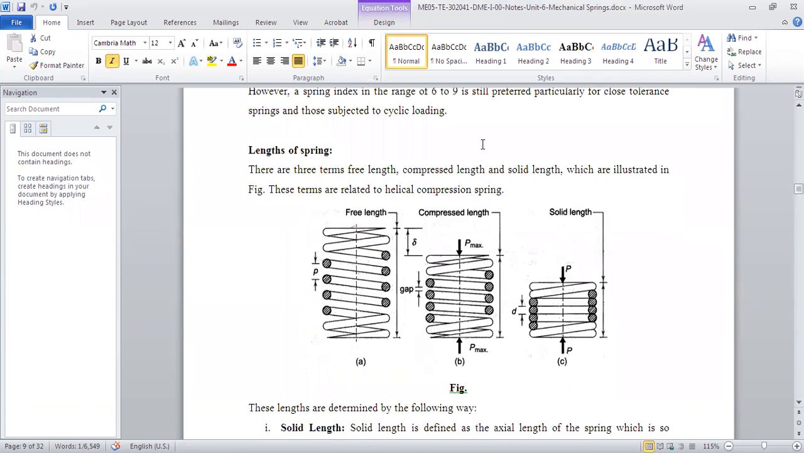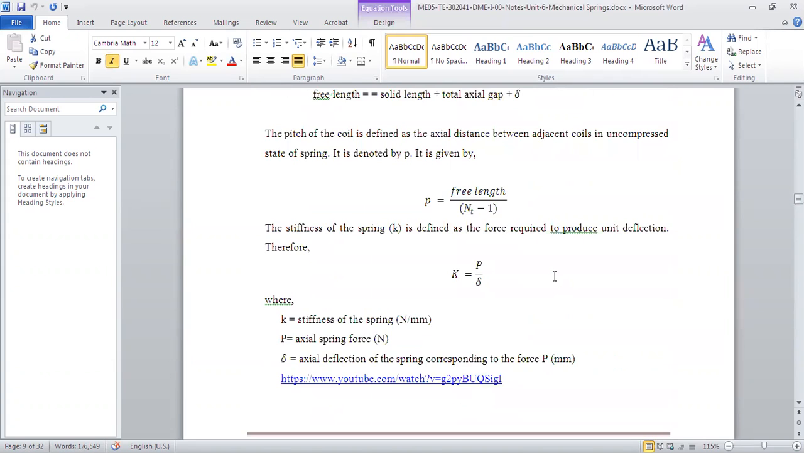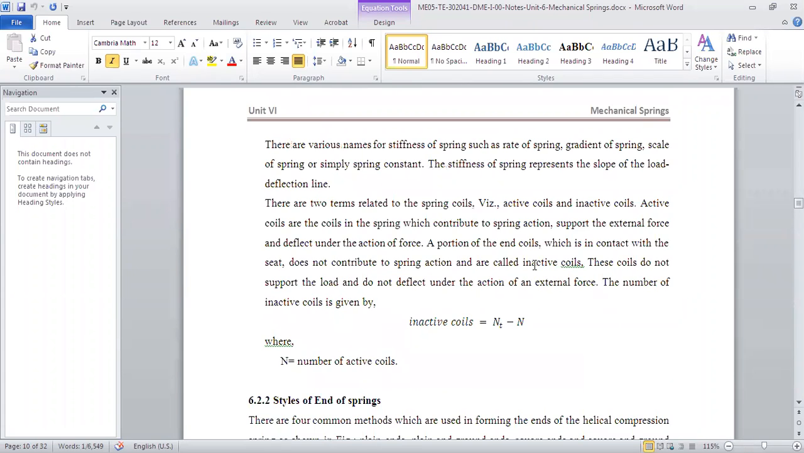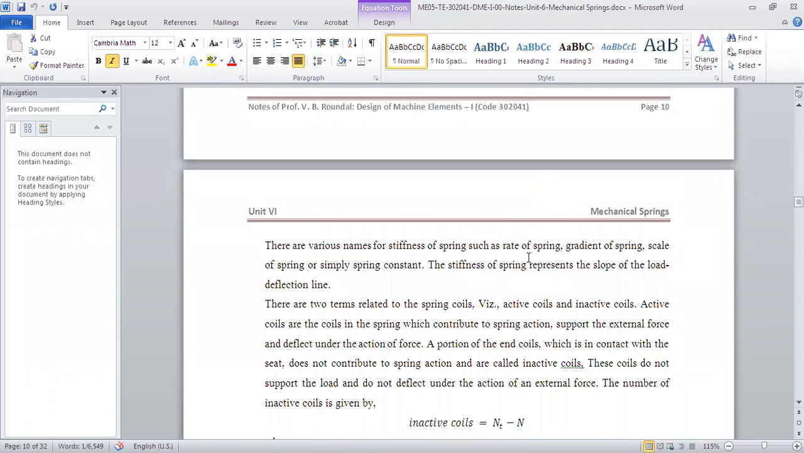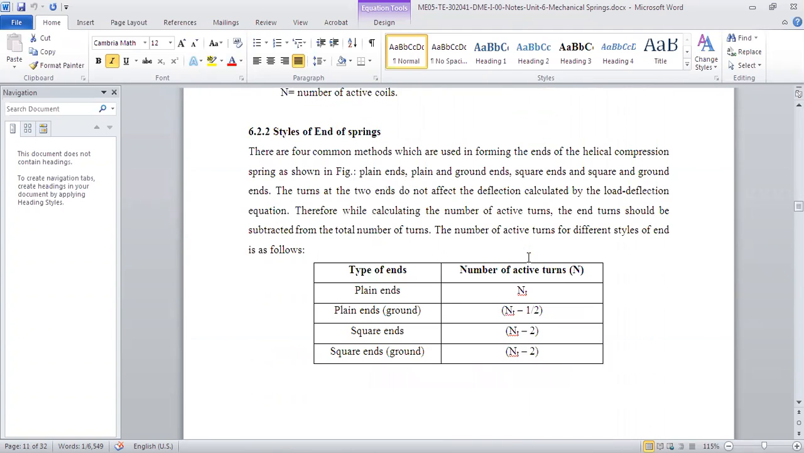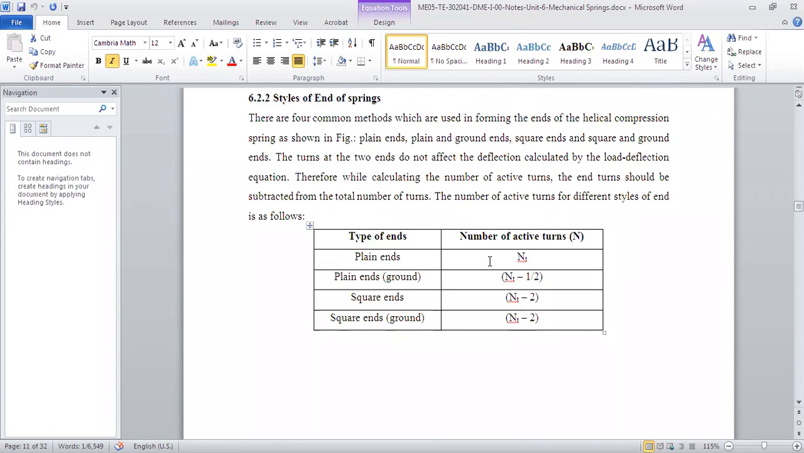Then we have seen different lengths of the spring: free length, compressed length, solid length. We have seen a formula for those. And there we have seen another important characteristic of the spring, called the spring stiffness K. If you put a load on a spring, it will deflect, and that deflection is proportional to the load. We have seen that stiffness is P upon delta, so the unit is Newton per mm.